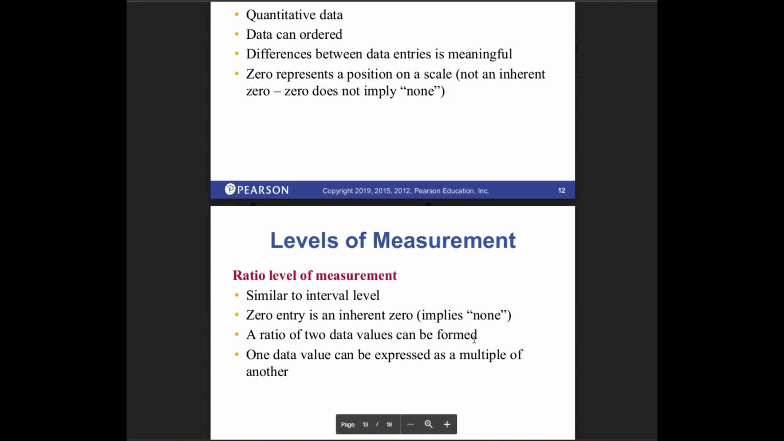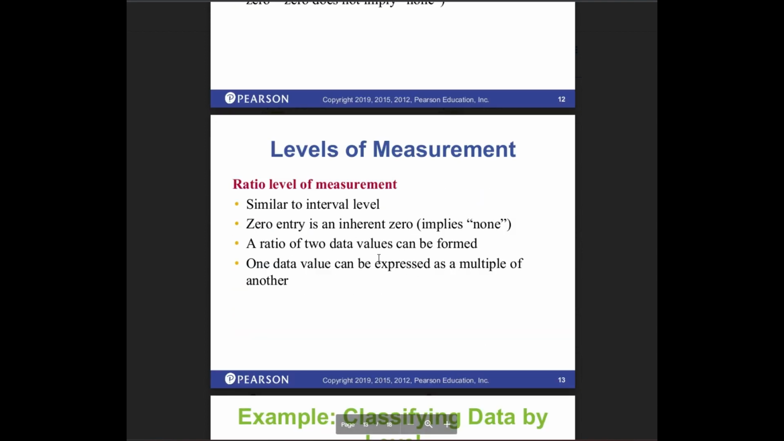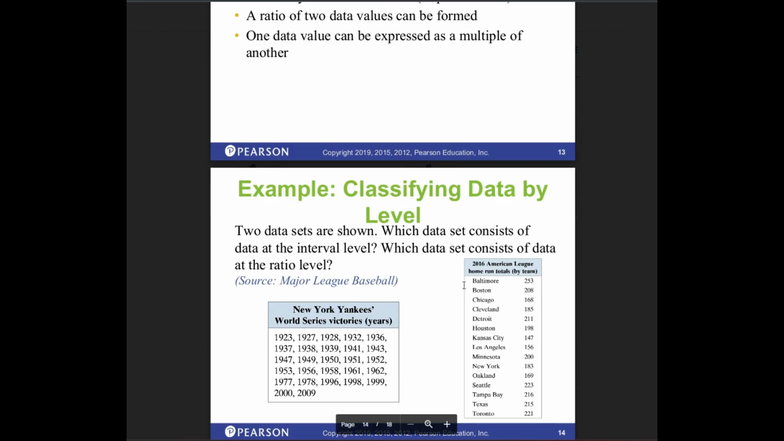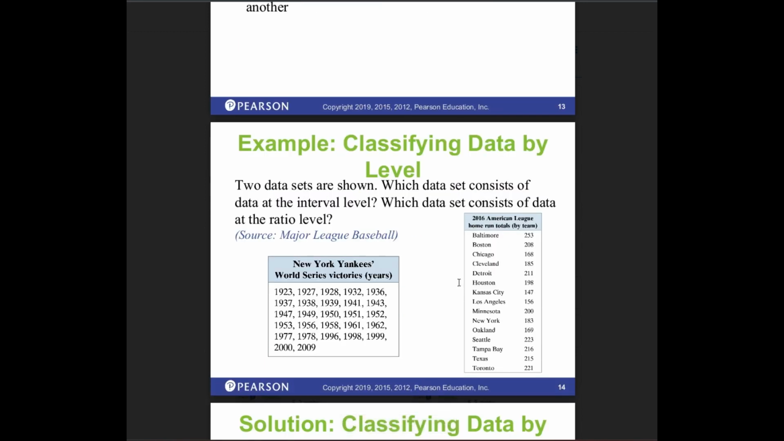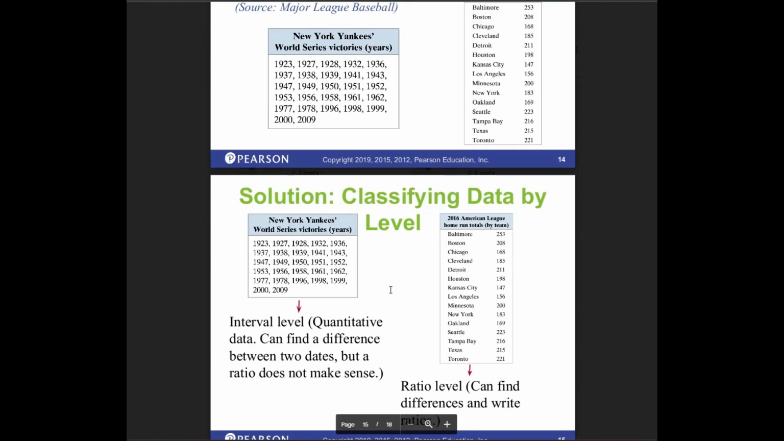And then another level of measurement is the ratio level of measurement, and it's similar to the interval level. A 0 entry means nothing, and then a ratio of 2 data values can be formed. One data value can be expressed as a multiple of another. And an example would be: 2 data sets are shown. Which data set consists of data at the interval level, and which data set consists of data at the ratio level? And then the solution would be, for example, the New York Yankees World Series victories, listing years from 1923 to 2009. It's an interval level because it's quantitative data, and you can find a difference between two dates, but a ratio does not make sense.